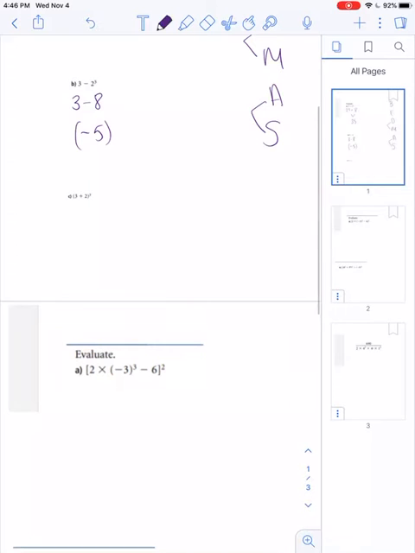In this example, we have bracket 2 plus 3, close the bracket, to the exponent 3. So the first thing we need to do is our bracket. In our bracket, we have an addition. 3 plus 2 gives us 5, to the power of 3. So that's 5 times 5 times 5. That would give us 125.